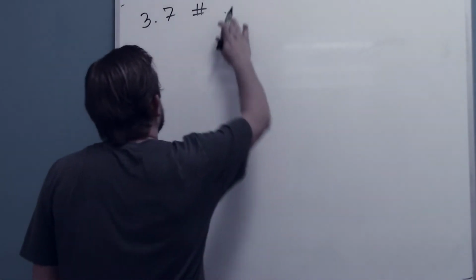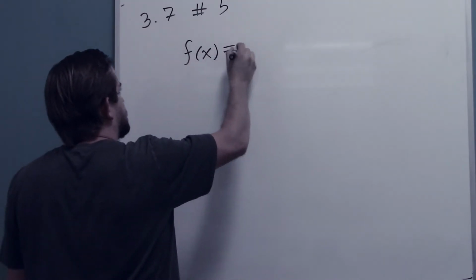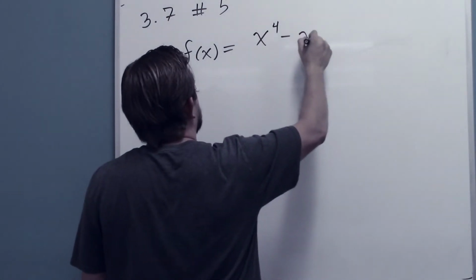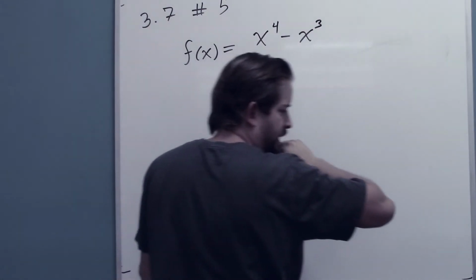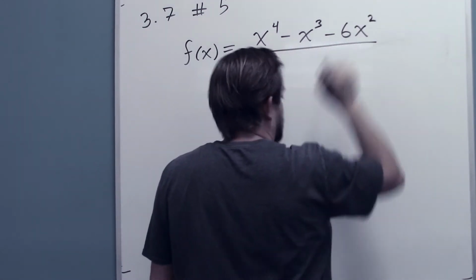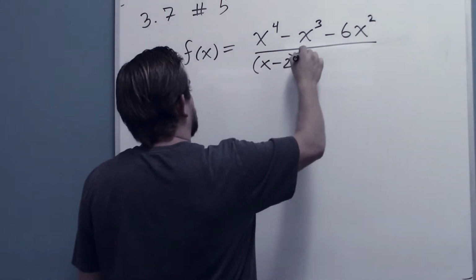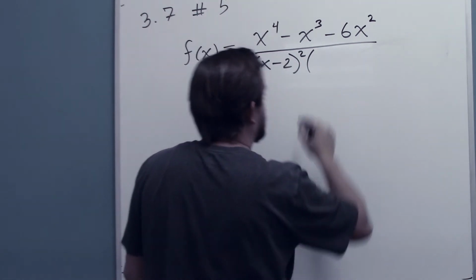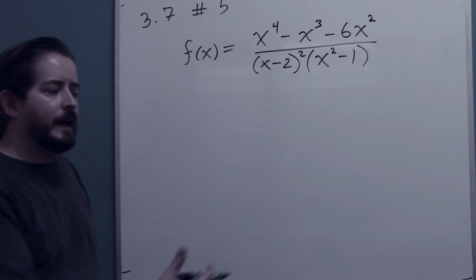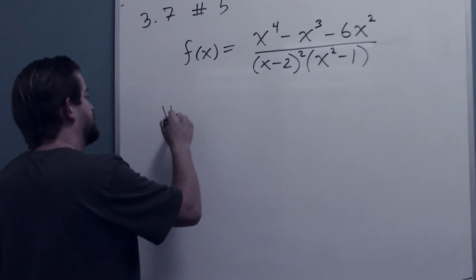Gives us a function where we have f of x equals x to the 4th minus x to the 3rd minus 6x squared, all over x minus 2 squared times x squared minus 1. Okay. We have that. They ask us a few things here. First thing they ask us is to find the vertical asymptotes.